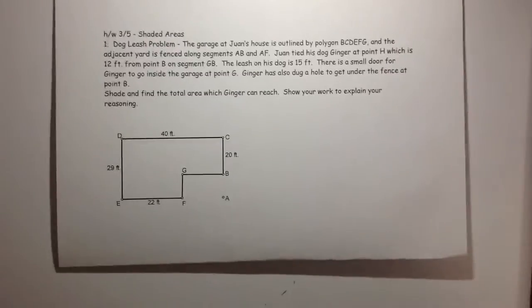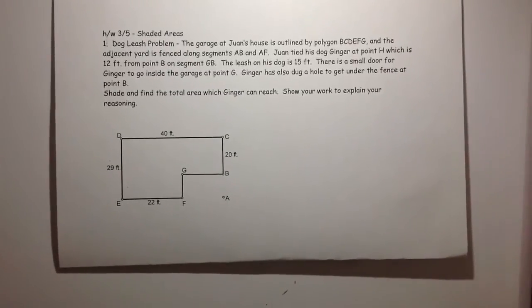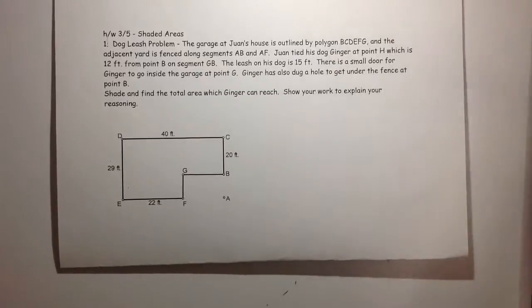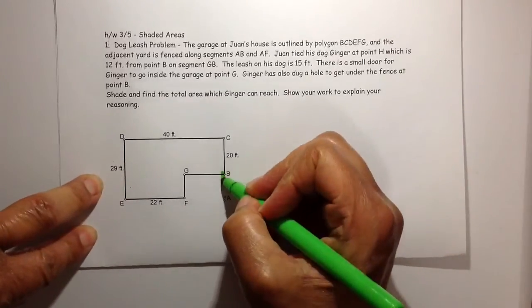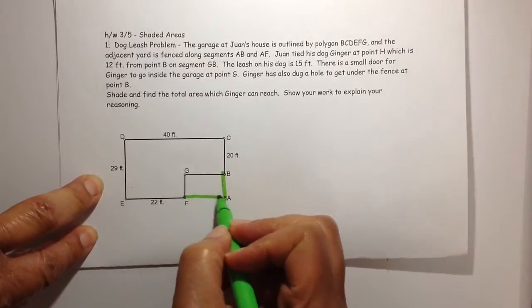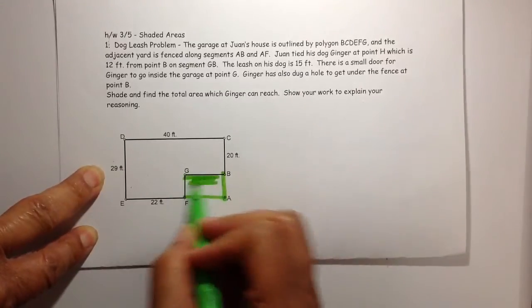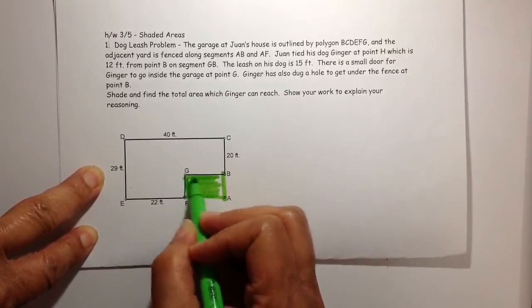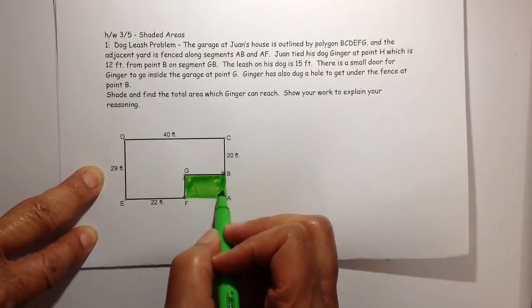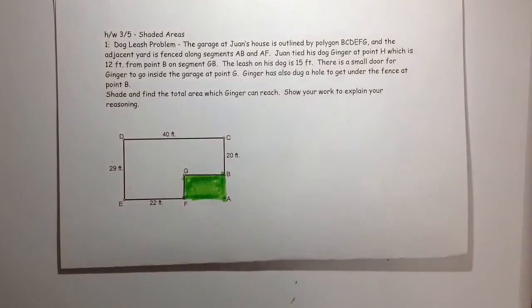So basically, we have a fence, which I want to put in a different color, right here and right here. So this is kind of the house with a yard, a fenced yard, okay, that we're looking at right here.